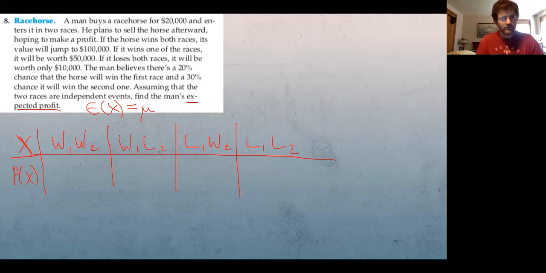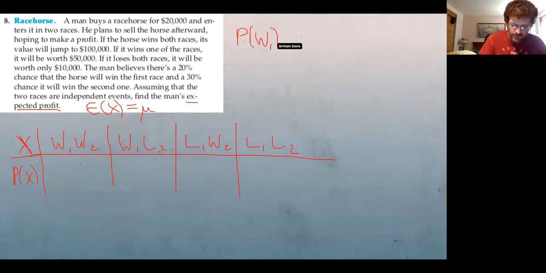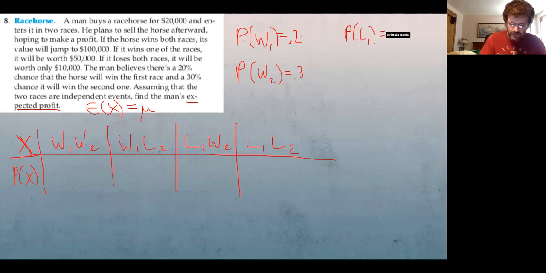So figure out the probabilities here. And we can just do this quickly. I'm just going to put what the probabilities are. The probability of winning the first is 0.2. The probability of winning the second is 0.3. And that means the probability of losing the first is the complement. And the probability of losing the second is the complement.